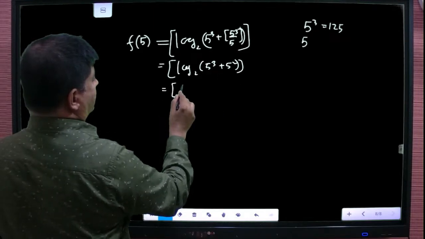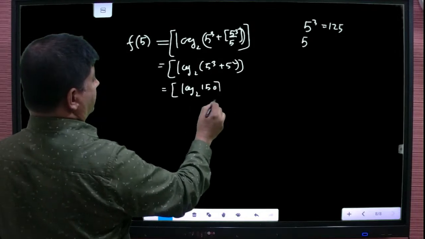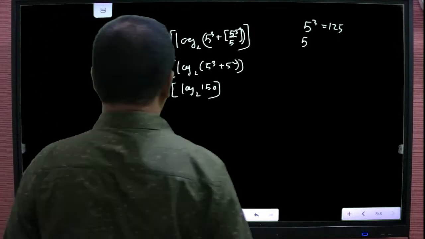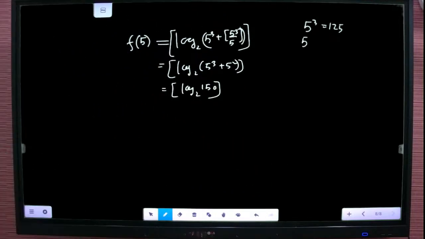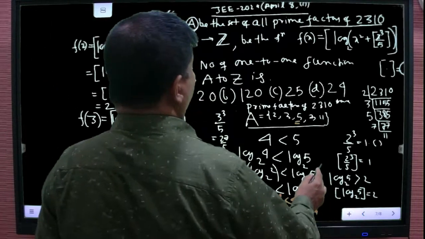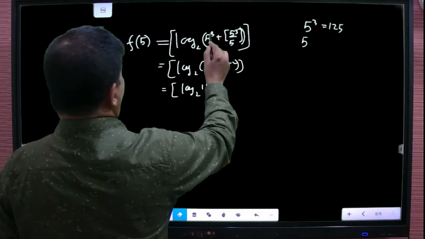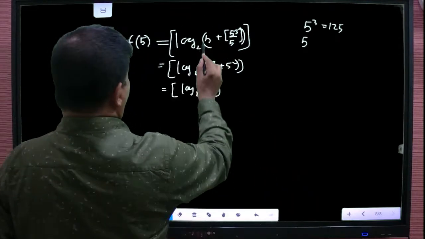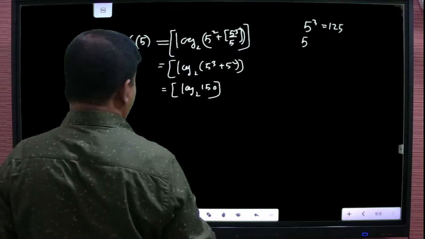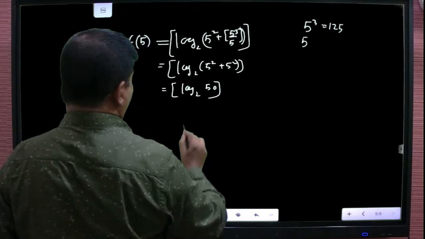That means log base 2 of 150. 5 cube is 125, 5 square is 25, so 150. Oh no, see, that is also a square. By mistake I have written 3, it will be 2, becomes so simpler. It is nothing but 50.